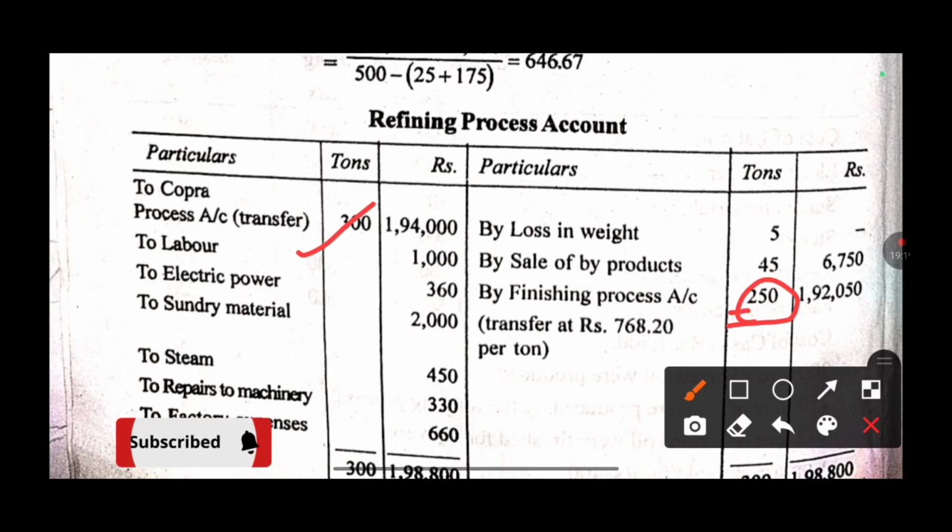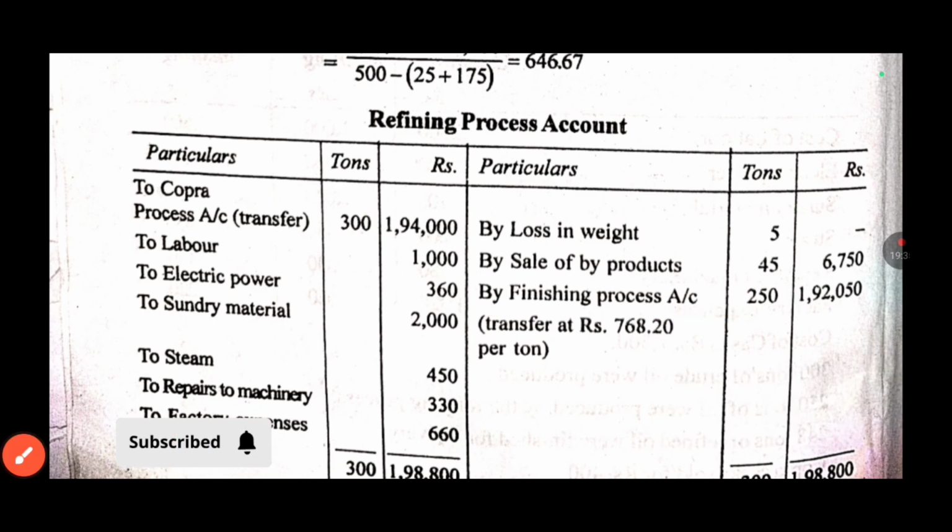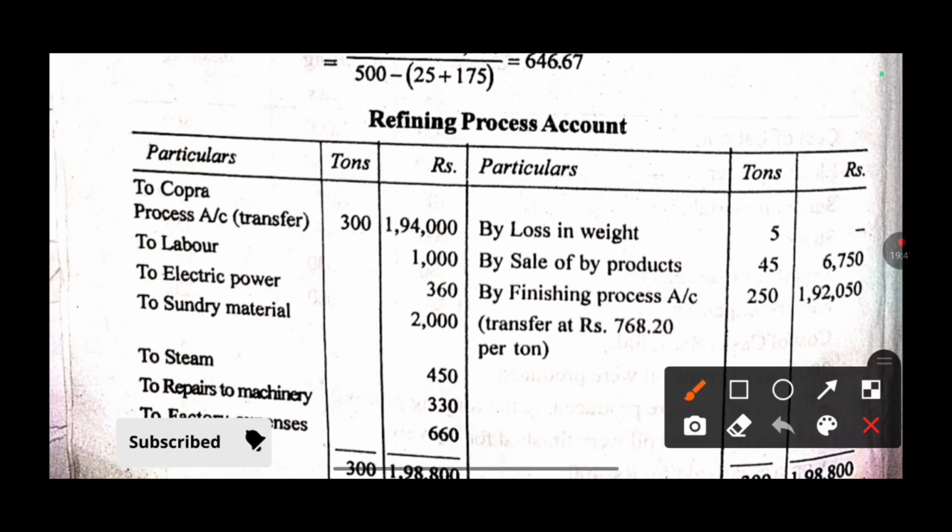Against this value, you are going to write by finished product process account, because 250 tons of refined oil produced means output. The output will be transferred to the next process. Which process account is next after the refining process? Finished product. So for that, again this 250 tons of finished oil, refined oil, you are going to write by finished product process account.